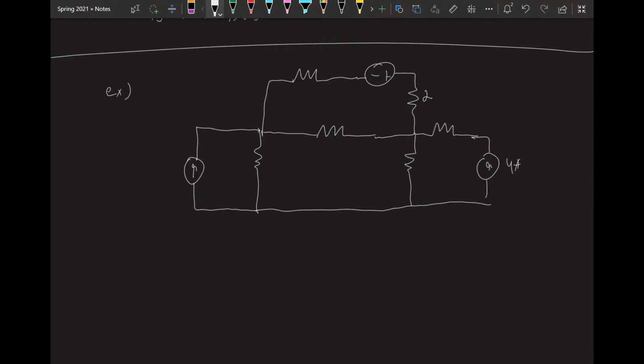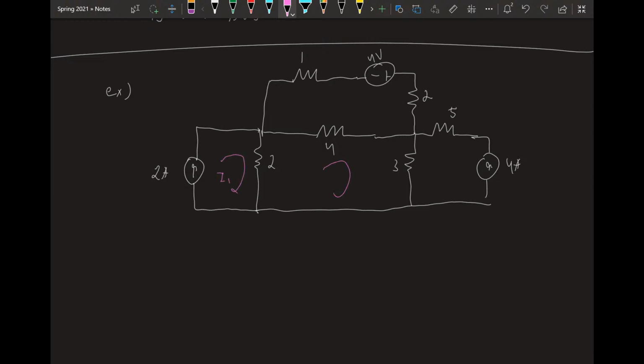So I'm not going to write the ohms. I'm just going to write the value. And this is going to be 4 volts. Okay. And so now let's define our mesh currents going clockwise, because that's how I like to draw them.